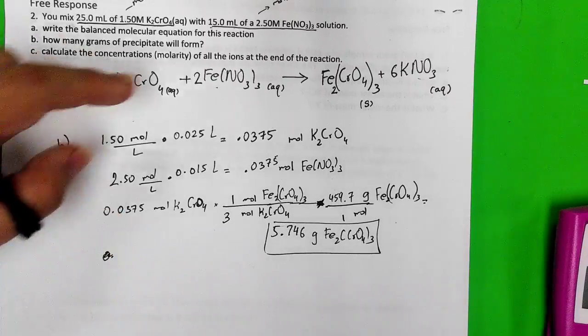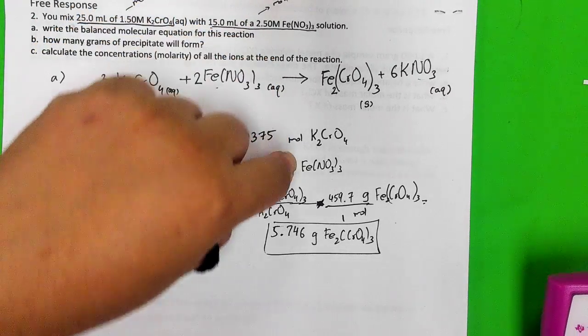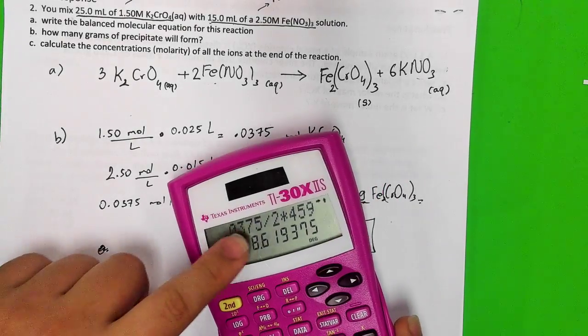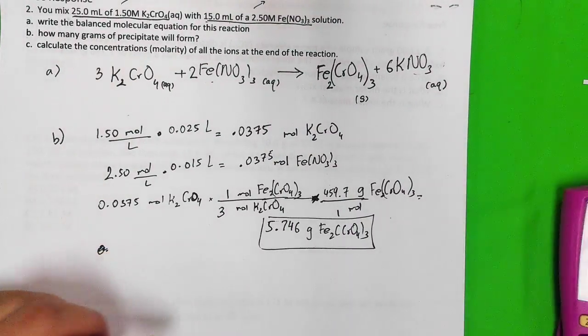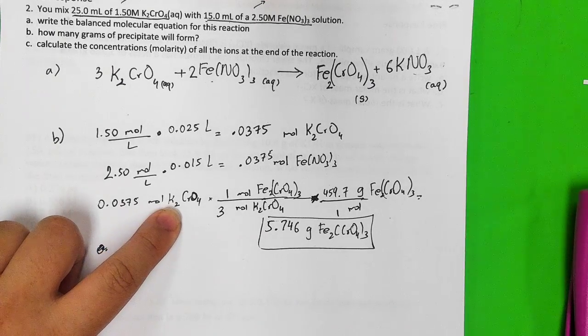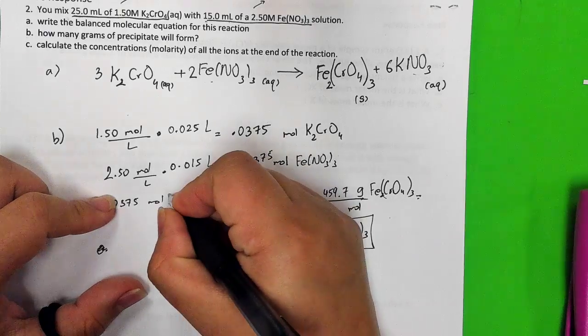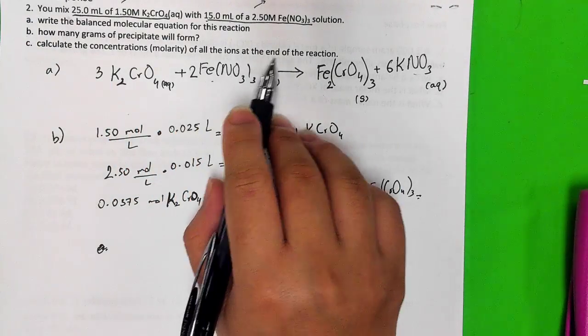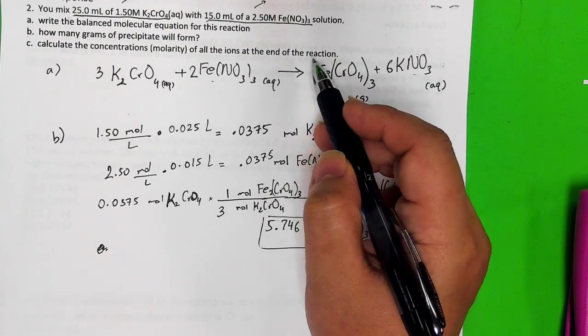If you use this Fe(NO3)3 to figure out Fe2(CrO4)3, you're going to get 8.6, so definitely it would make more, which is not possible. This is my limiting reagent, or reactant, either way, right? K2CrO4 is limiting. Now let's talk about calculating the concentration, molarity, of all the iron at the end of the reaction.